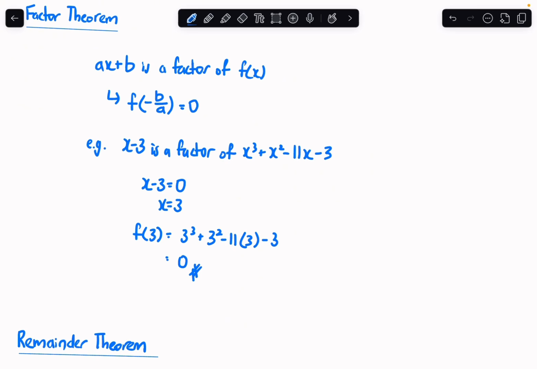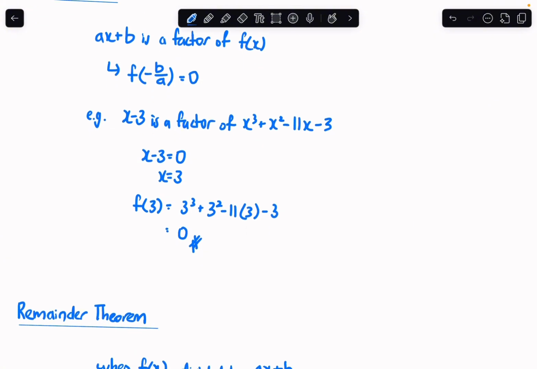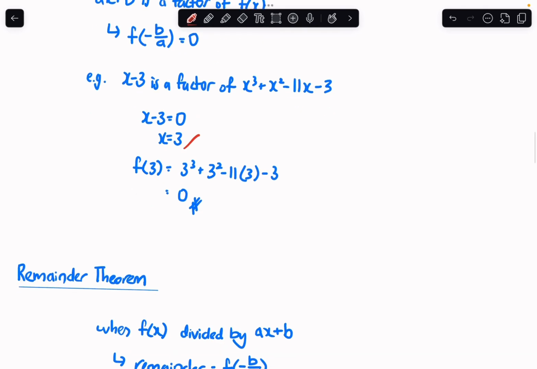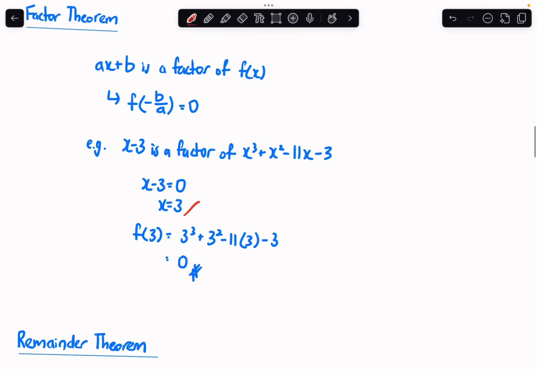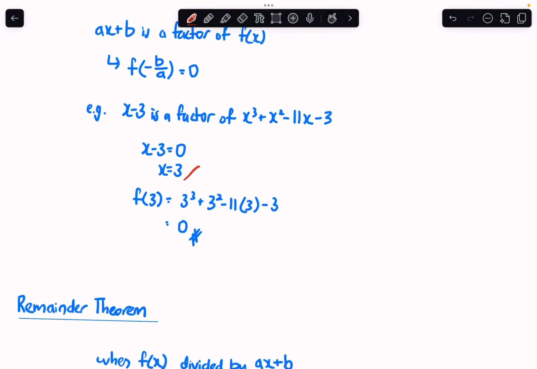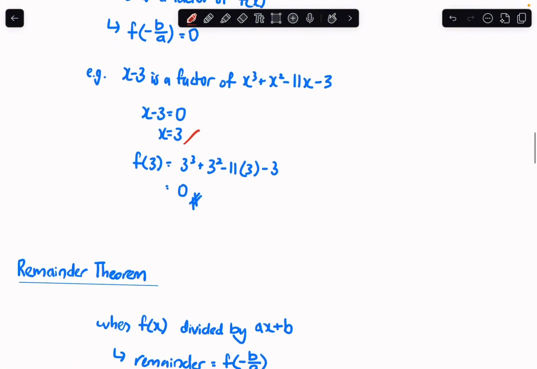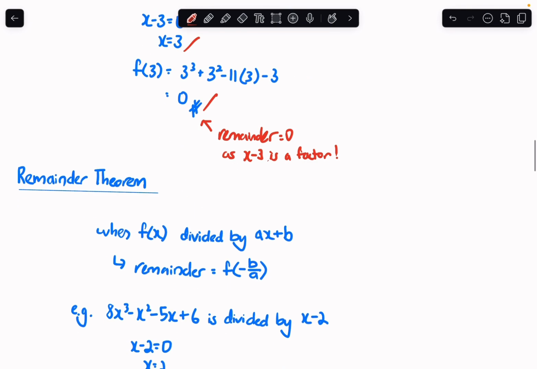So example, if x minus 3 is a factor of x cubed plus x squared minus 11x minus 3, so we will make the factor equal to 0, then we bring over the number, then we will get 3 here. So we sub in 3 into the equation. So f(3) equals 3 cubed plus 3 squared minus 11 times 3 minus 3, which will give us 0 ultimately. So this means that remainder equals 0 as x minus 3 is a factor. So factors give us 0 remainder.